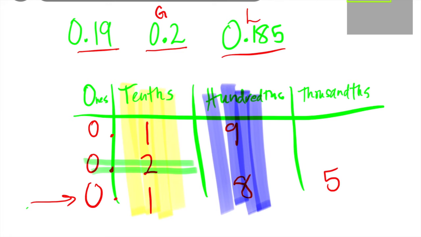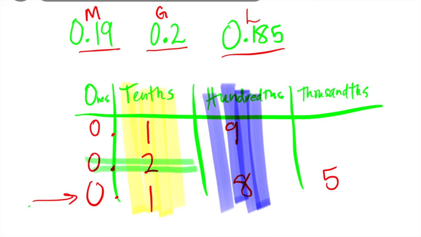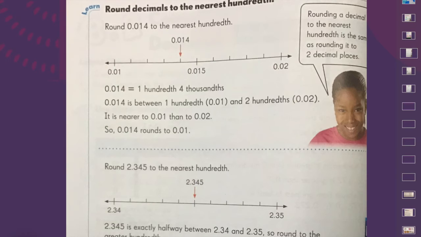and then 19 hundredths will be the middle number. So now we just simply have to list these in that order. So 0.185, comma, 0.19, comma, and 0.2. These numbers are listed from least to greatest.